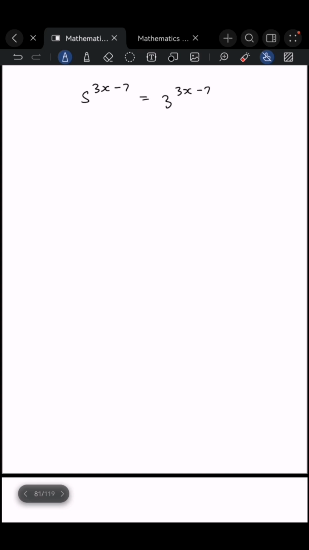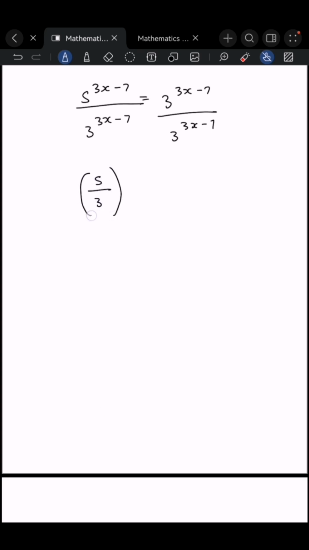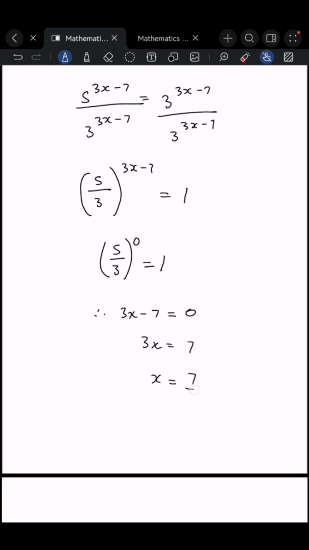Alright, here we have 5 raised to the power of 3x minus 7 is equal to 3 raised to the power of 3x minus 7. Solve for x. If you divide both sides by 3 raised to the power of 3x minus 7, we will have 5 divided by 3, raised to the power of 3x minus 7, should be equal to 1. And then we realize that something raised to the 0 is 1. Therefore, 3x minus 7 is equal to 0. 3x is equal to 7 and x is equal to 7 over 3.